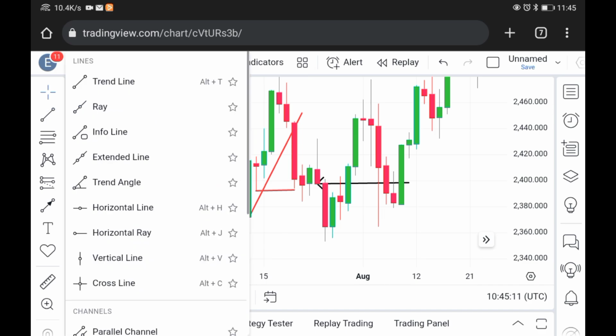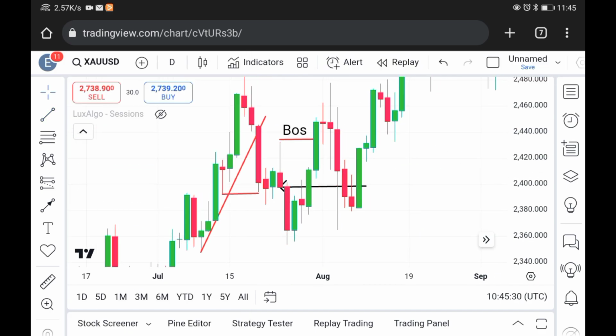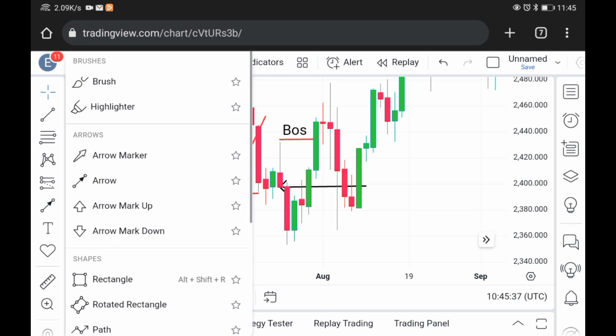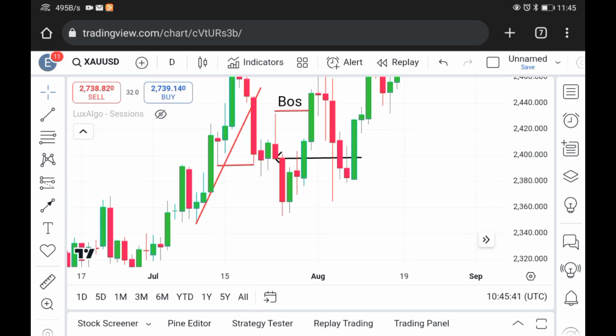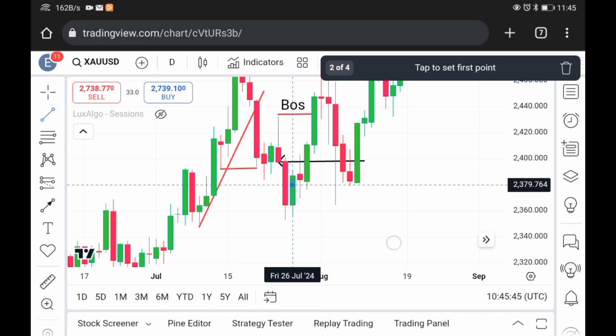So here is our break of structure. Here is the BOS. That was where the break of structure to the upside occurred. Then we marked our candle out. The last bearish candle before the market pushes up was this one. So we scale it out.